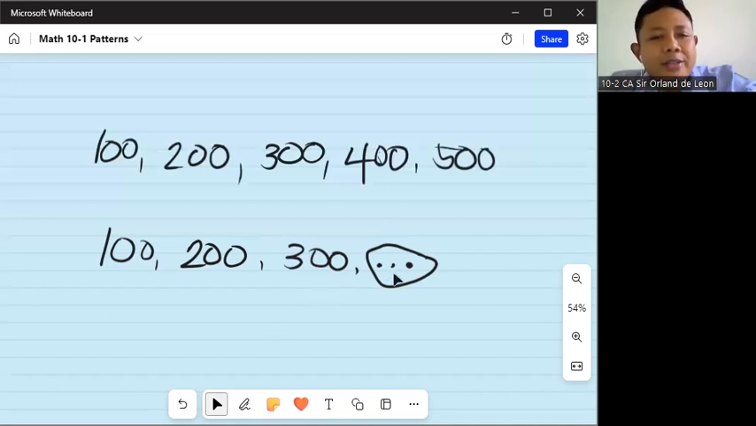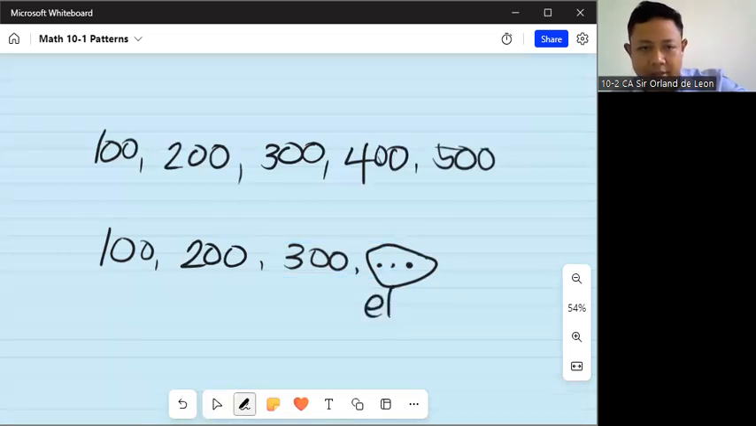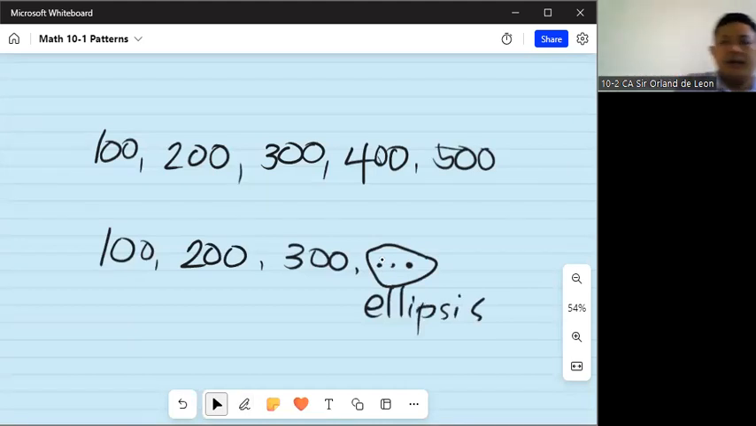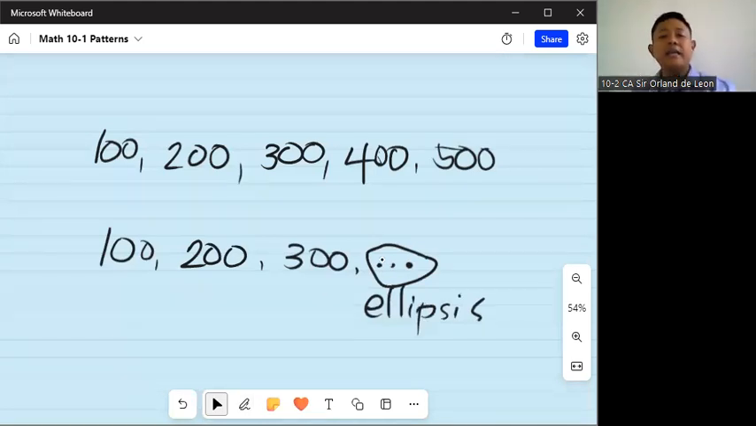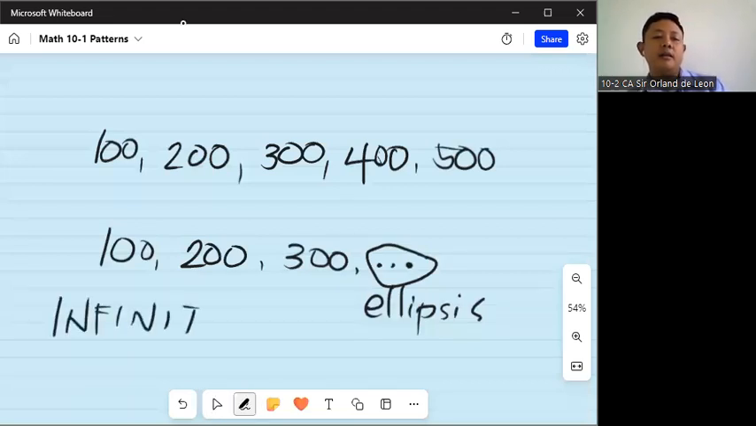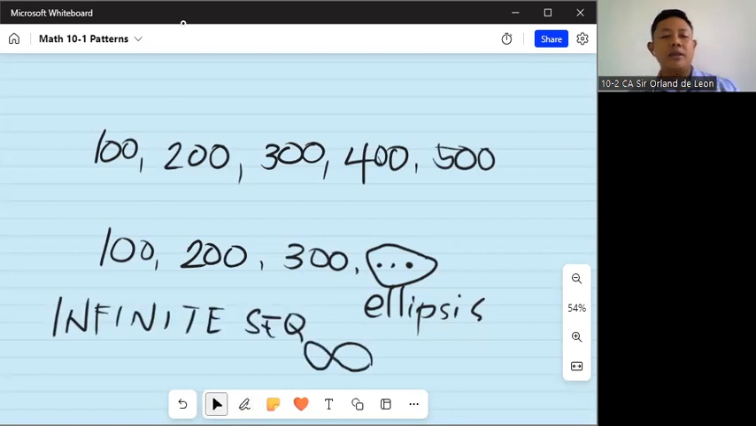So therefore, when you see this symbol, this is the ellipsis symbol. If you see this, it shows that it's an infinite sequence. Meaning, infinity. Infinity, ang pagmamahal ko sa iyo ay walang katapusan. Infinite. Continuous. It's a continuous sequence.